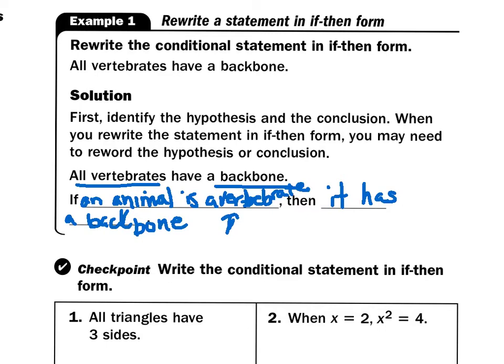So checkpoint. Look at those 2 checkpoints and write them in if-then form. On number 2, you can just go ahead and say if that, then that. Number 1, you'll have to add a word like shapes or figures to that to make that make sense. Start the video again when you're done.